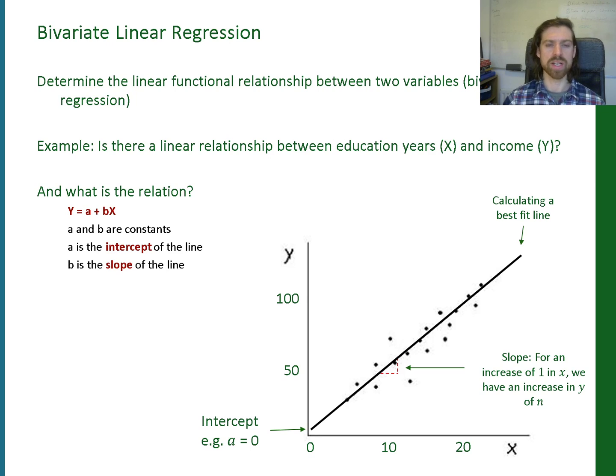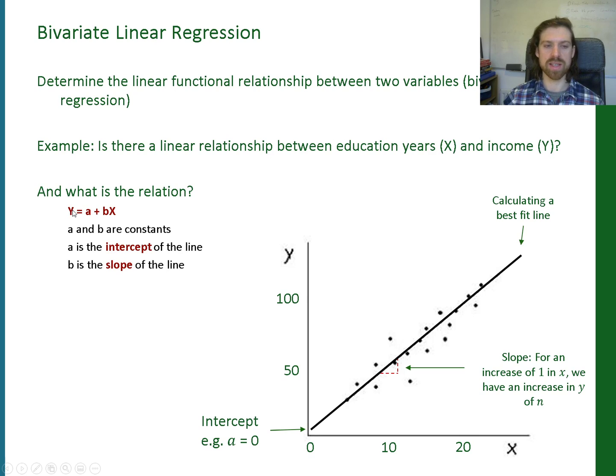So bivariate linear regression: let's start with a single dependent variable and a single explanatory variable. So we just have two variables here. It's the simplest type of regression model that we can build, and it's based on trying to define a linear functional relationship between these two variables. The question we have here, for example, is: is there a linear relationship between the number of years of education and the income which someone is able to command on the job market?